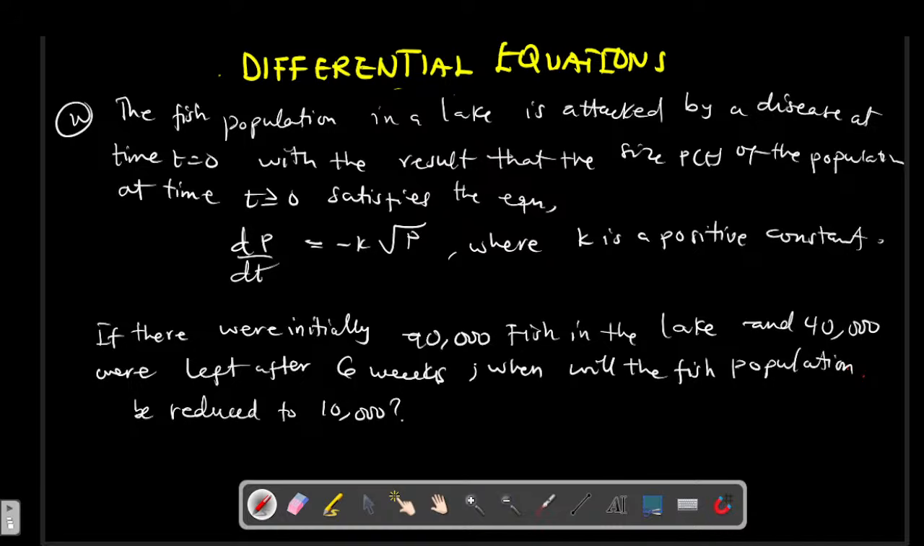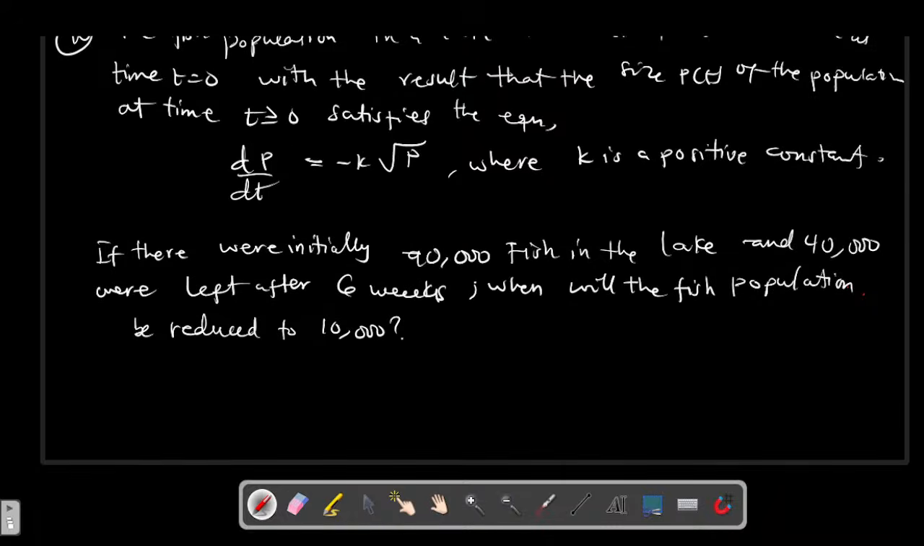It says the fish population in a lake is attacked by a disease at a time t equals 0, right? With the result that the size of the population at a time t satisfies this equation, where k is a positive constant. If there were initially 90,000 fish in the lake and 40,000 were left after 6 weeks, when will the fish population be reduced to 10,000? This is a beautiful question, right? So how do we solve this? This is an application of differential equation. So let's go straight to solving this problem.